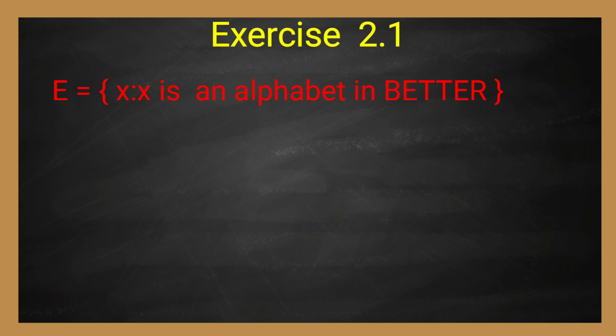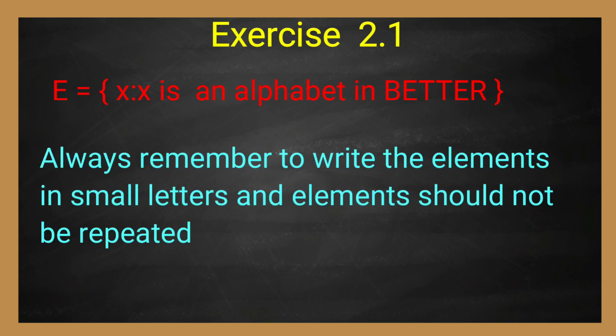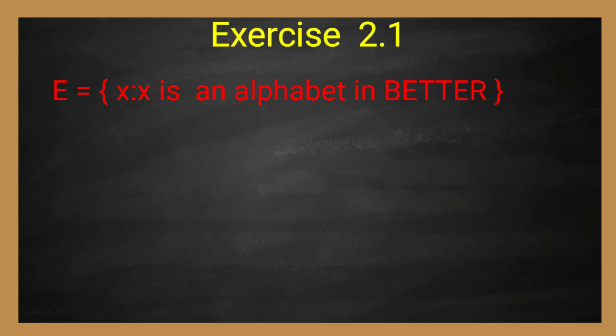Fourth one, E equal to the set of x such that x is an alphabet in "better". Children, always remember to write the elements in small letters and elements should not be repeated. Though the word "better" contains 6 letters, in that E and T are repeated. Therefore, the set contains only 4 letters. Therefore, set E equal to b, e, t, r.